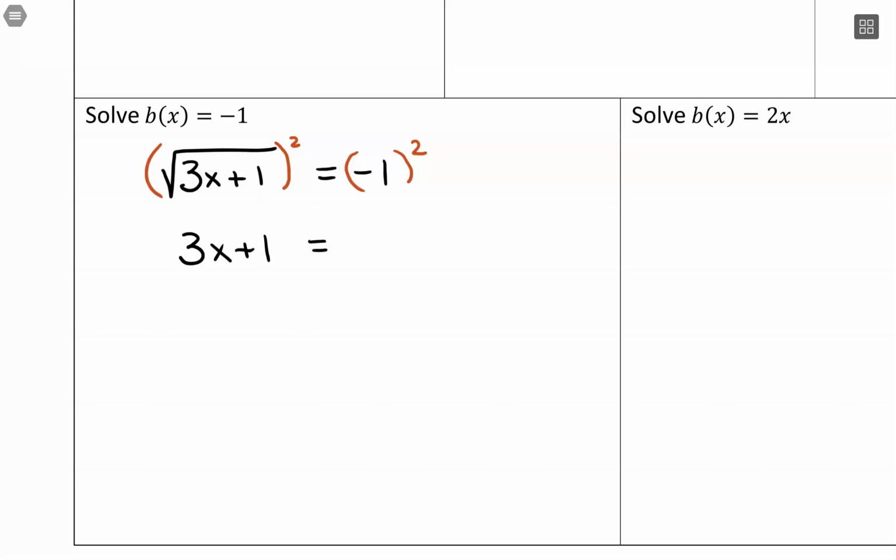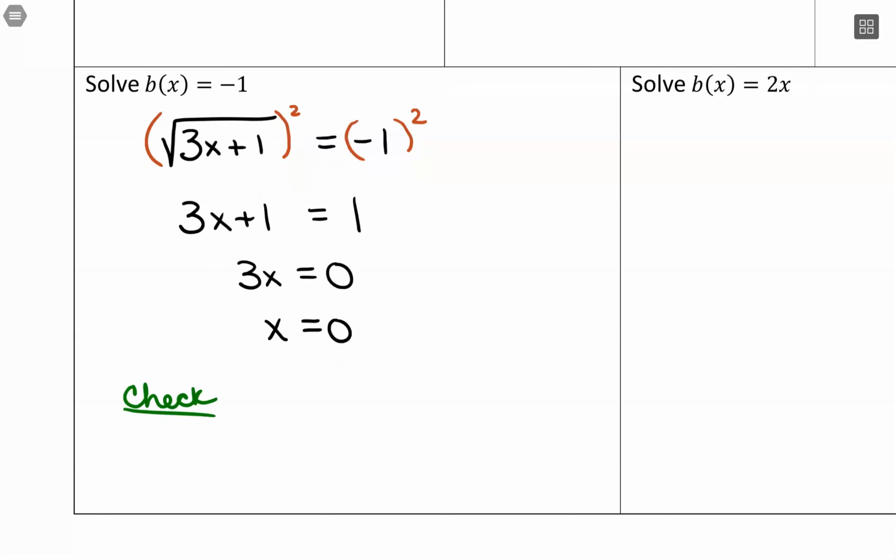And then negative 1 squared would leave us with a positive 1. Then I'll subtract 1 from both sides, so that'll leave us with 0. And then divide by 3 on both sides, so we're getting x equals 0 out. Now, in these equations where we're solving, but we know we have this limited domain, we should always check our answer. So let's see what happens when we plug in x equals 0.